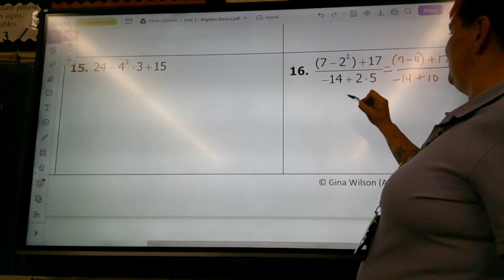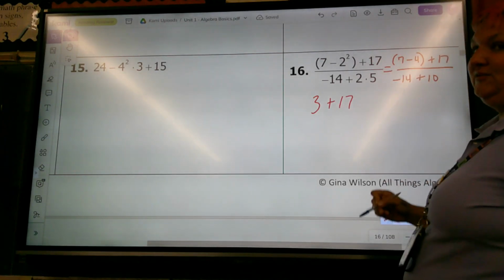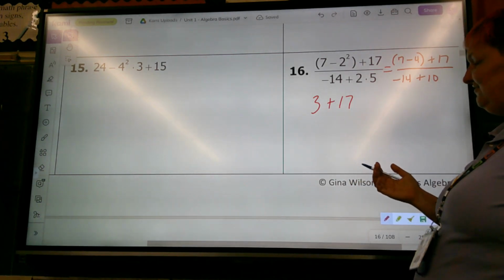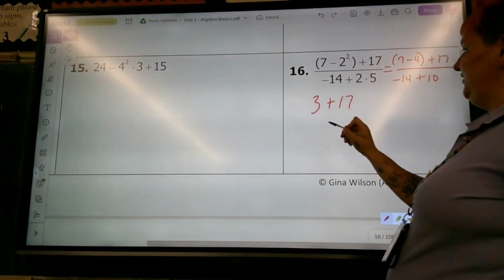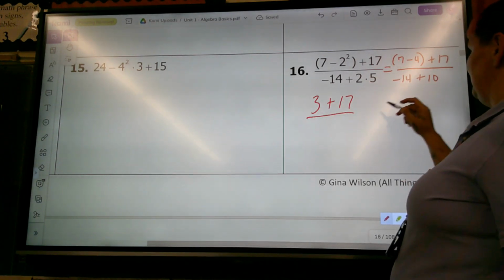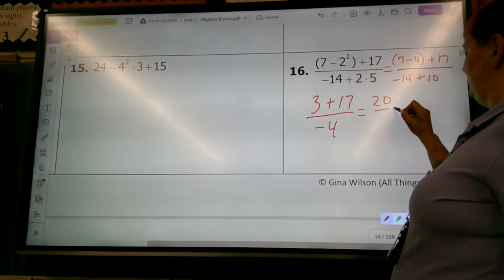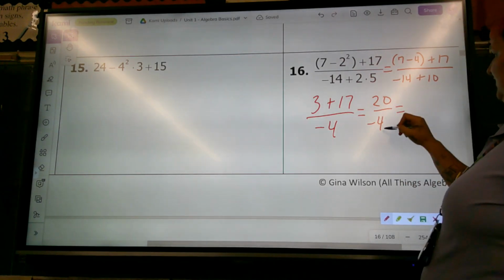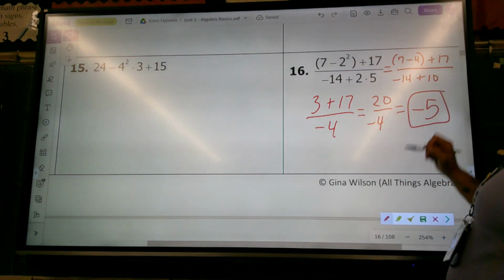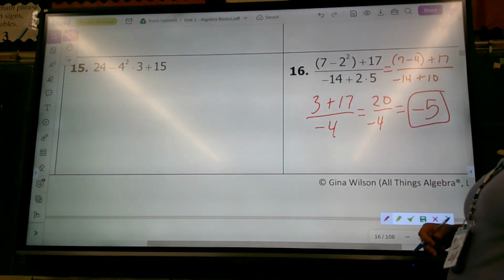Let's follow it out. 7 minus 4 is 3 plus 17. You'll notice because I didn't need the parentheses anymore, there was nothing in front of it, there was nothing after it, there was nothing inside of it. It was just 3, right? I could basically drop the parentheses. Right? 14 minus 10 is negative 4. 3 and 17 is 20 over negative 4. 20 divided by 4 is 5. And because there's only one negative sign, I know my answer is going to be negative. Now you know why my shortcuts are so handy.